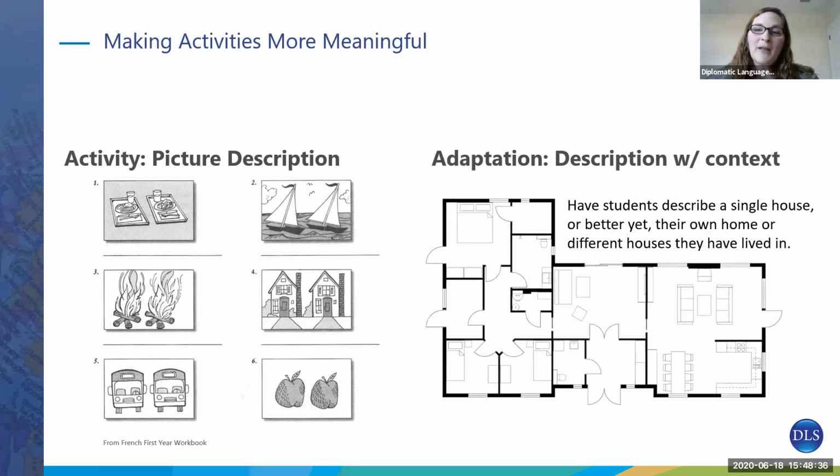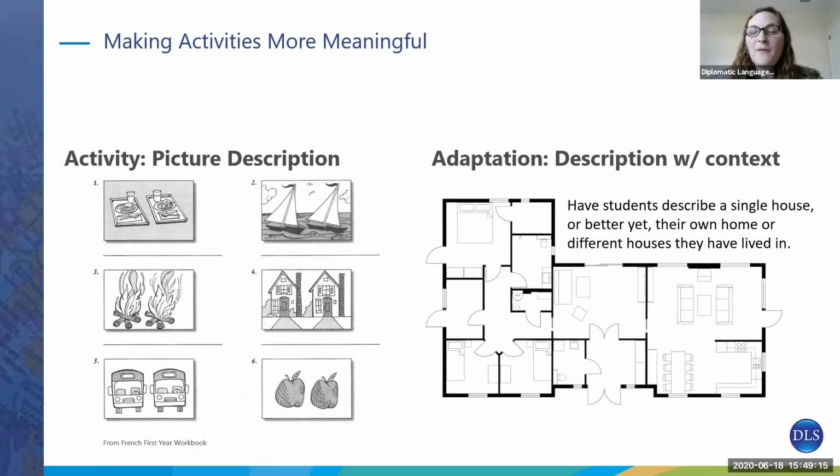You could give them a floor plan like this that they could describe, the number of doors, windows, rooms, things like that. Or better yet, to make it really meaningful, they could talk about their own home or different houses that they've lived in. If they can't speak in the past, they could speak in the present: my apartment has this, my house has this. There are a lot of other ways that you could do a picture description or description activity that is not as mechanical.